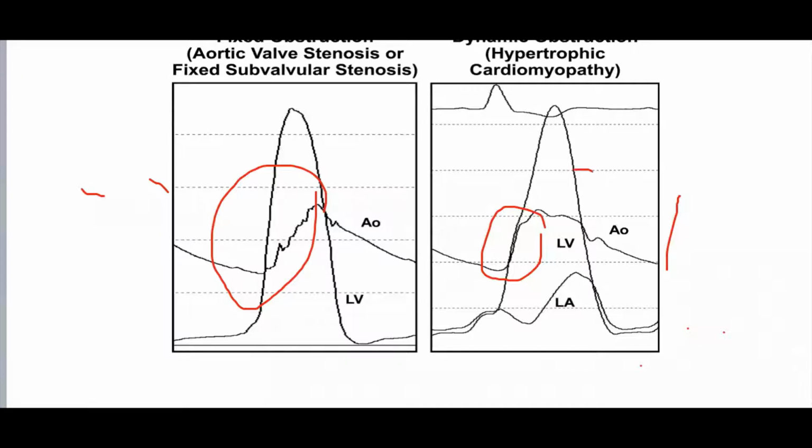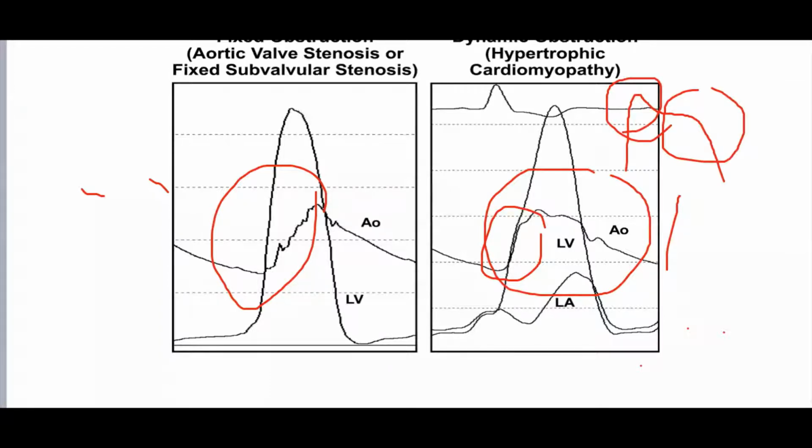Look at the waveform here. How does it look? It looks like a plateau. Exactly. Not a plateau, that's spike and dome. This is the dome, and this is the spike. Okay, and this is because of what? Why do we have spike and dome?